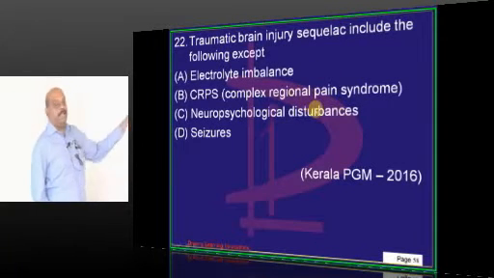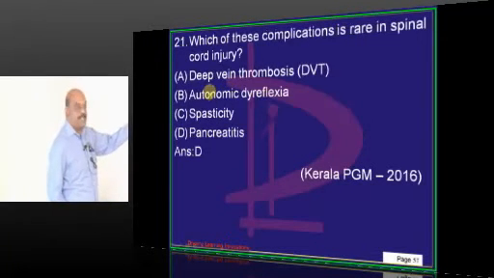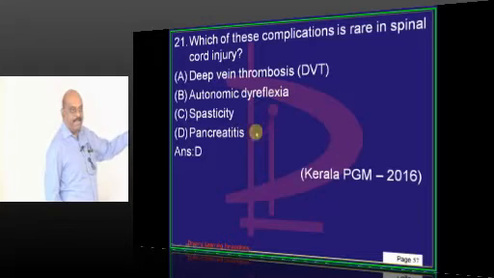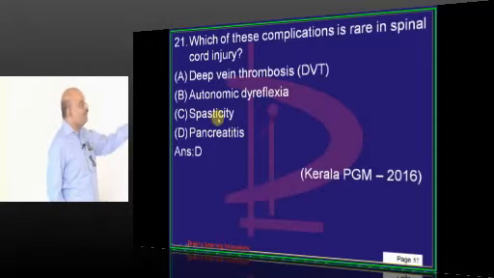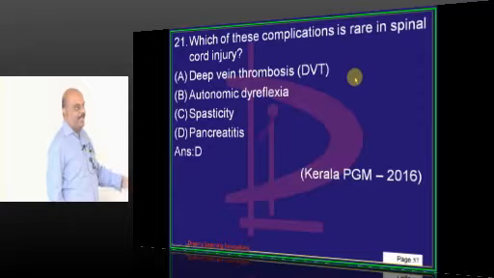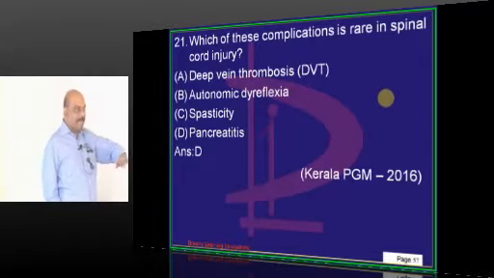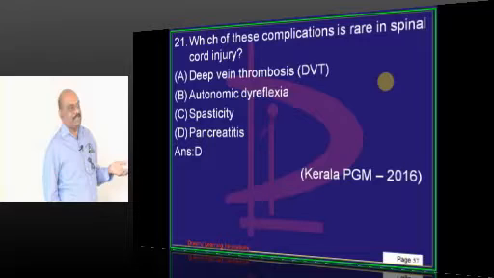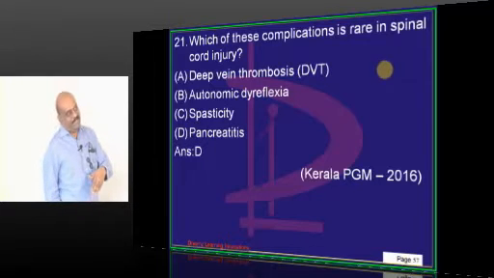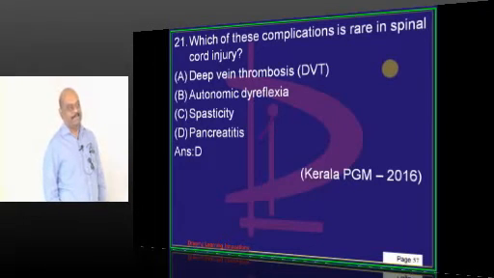Traumatic brain injury. So you answered this wrong. You answered DVT, another answer was spasticity. Why did you think spasticity? I will tell you. You thought the spinal cord is a lower motor neuron, but the corticospinal tract passes through the spinal cord only. So in the spinal cord, the corticospinal tract is upper motor neuron. At the level of the lesion it is LMN because the anterior horn cells are affected. Below the level of the lesion, it is UMN. So it's spasticity.